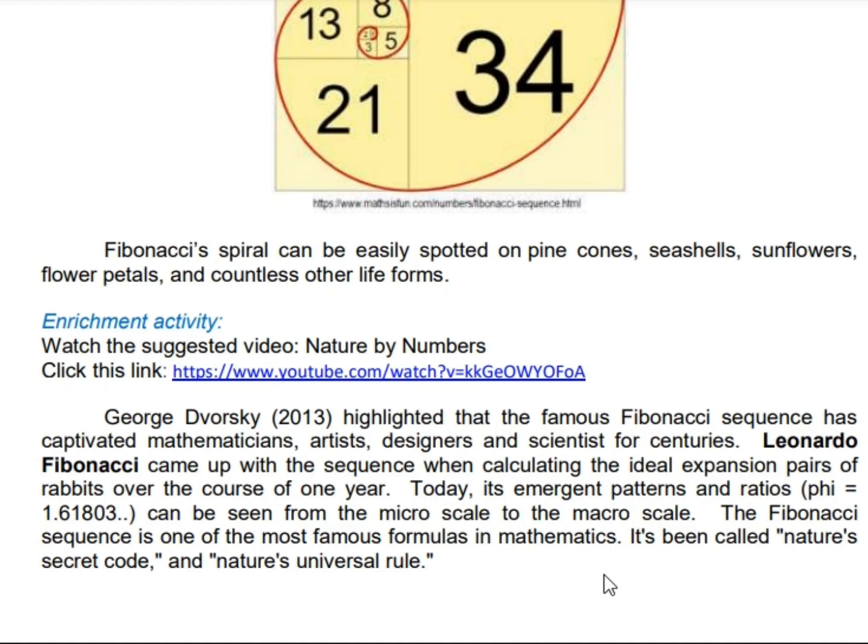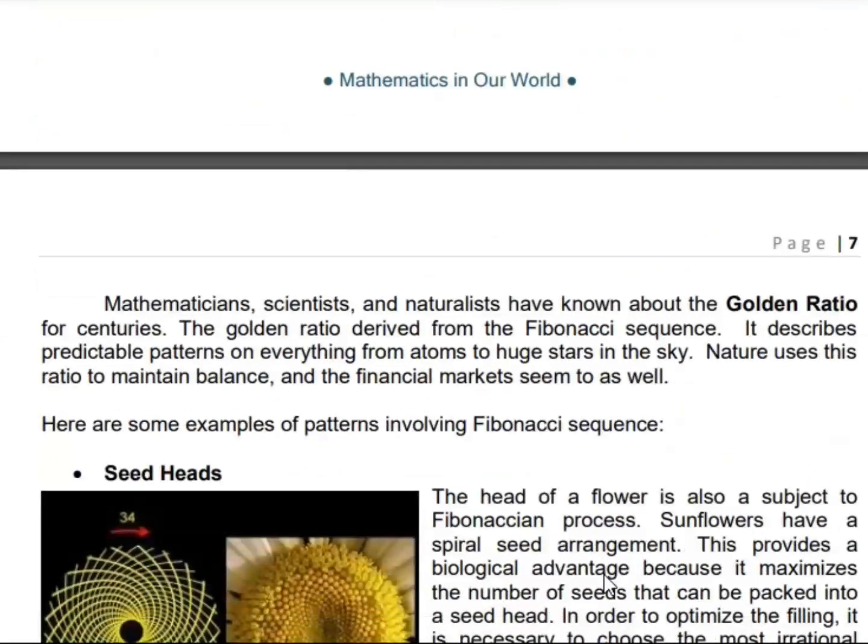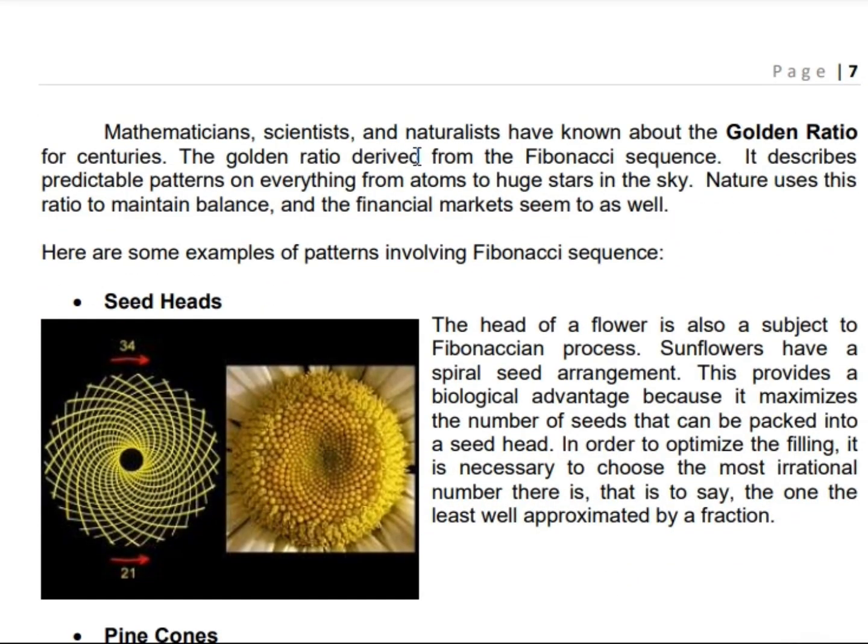The Fibonacci sequence is one of the most famous formulas in mathematics. It has been called nature's secret code and nature's universal rule. Mathematicians, scientists, and naturalists have known about the golden ratio for centuries. The golden ratio is derived from the Fibonacci sequence. It describes predictable patterns on everything from atoms to huge stars in the sky.